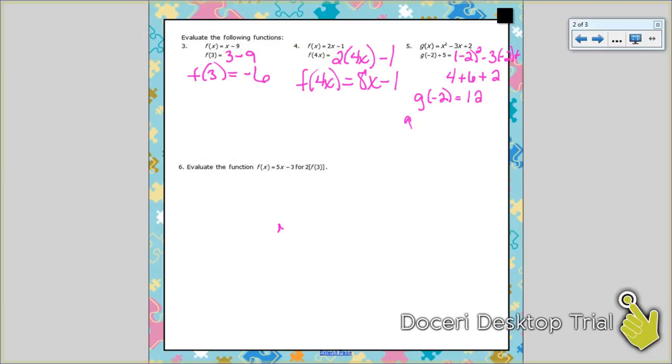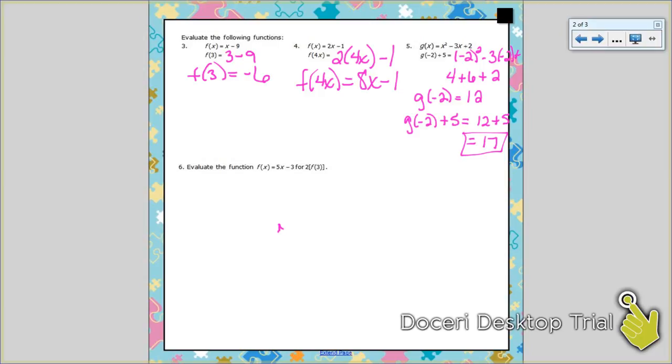Well, they want me to do g of -2 plus 5, so that means I've got to take 12 and add 5 to it, so my answer is 17. So you plug in your value and then do the plus or minus whatever they have tacked on to the end. So let's do one more example of evaluating.